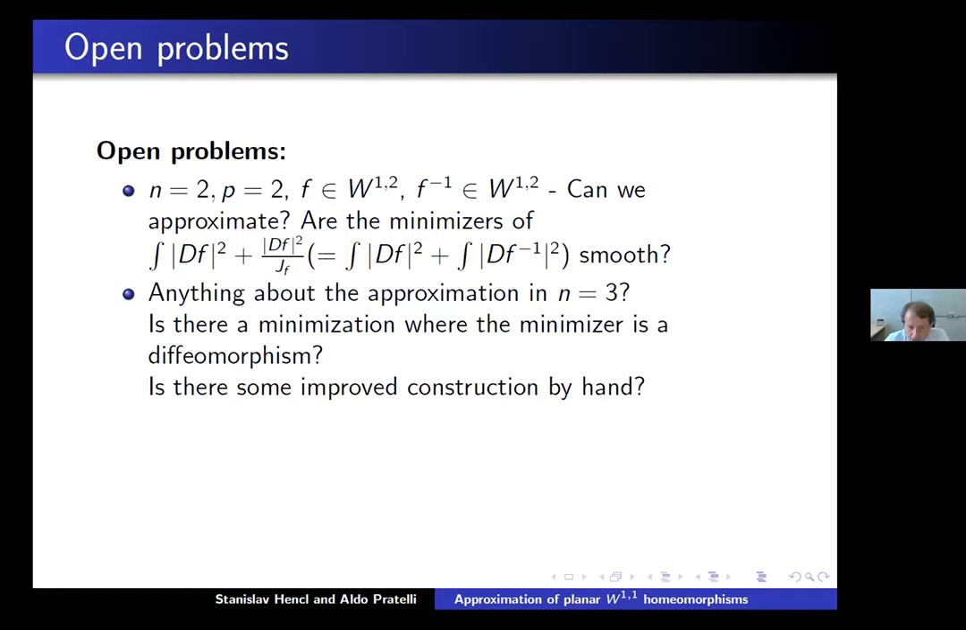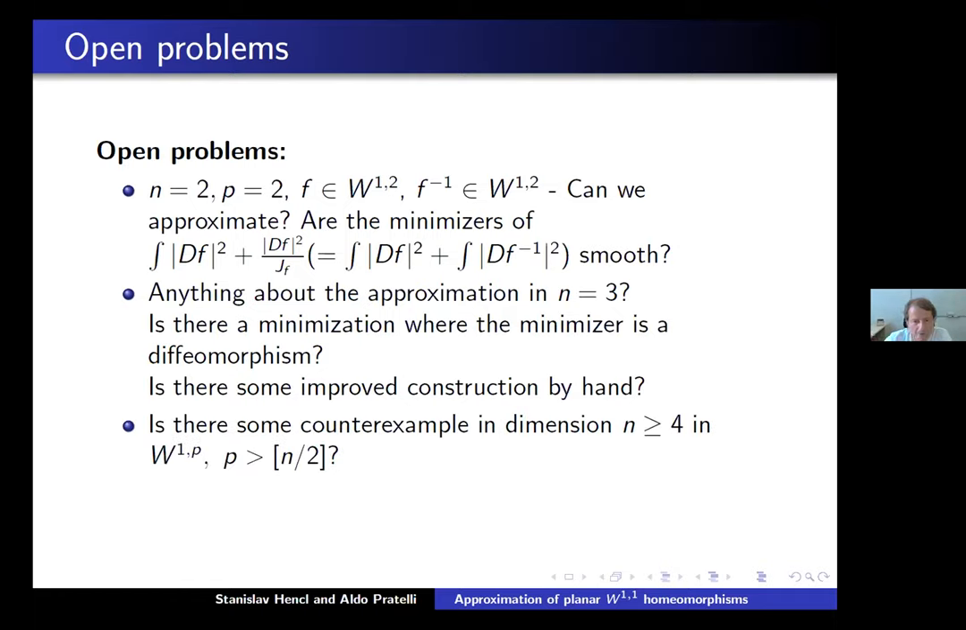Also, I showed you that there are counterexamples in dimension 4 and higher if p is smaller than n over 2. But what is happening if p is bigger than n over 2? There still could be other counterexamples using other ideas, not the sign of the Jacobian, but something else. So one would expect that the breakthrough point would be n minus 1 or n or something like that. And if your regularity is high enough, then you have a chance. But so far, the only counterexamples are for p less than n over 2.